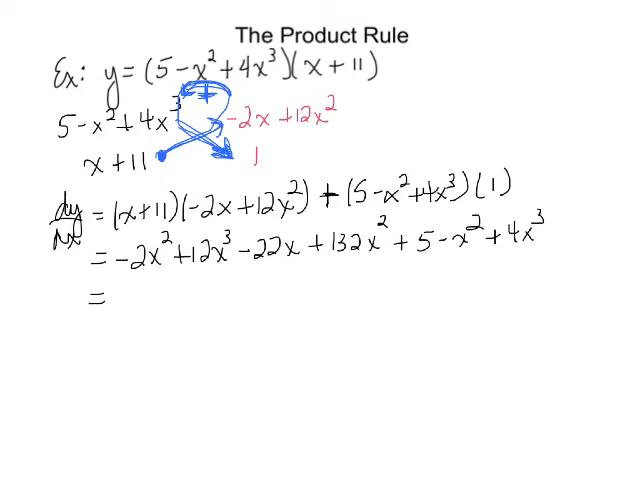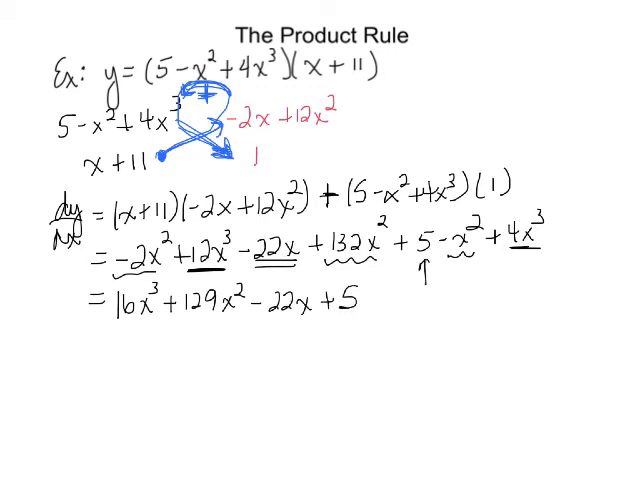So let's see, cubed is the largest term, so there's 12x cubed and a 4x cubed. That's a 16x cubed. And then squares, I have 132 minus 1 minus 2. So 132 minus 2 is 130. 130 minus 1 is 129, plus 129x squared. And then I have an x term here, linear term, minus 22x, and then my constant term, plus 5, dy dx. Okay? Alright, so let's try another one like that.